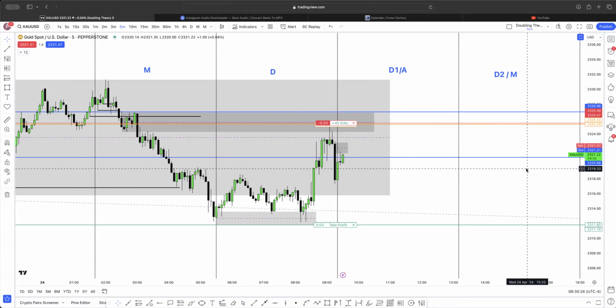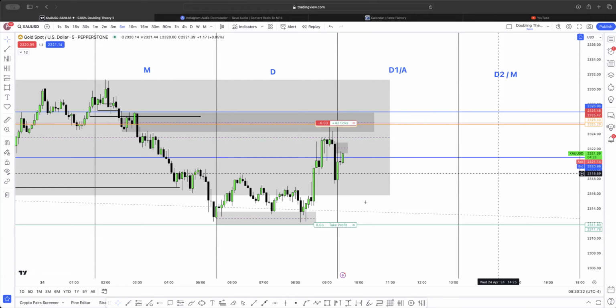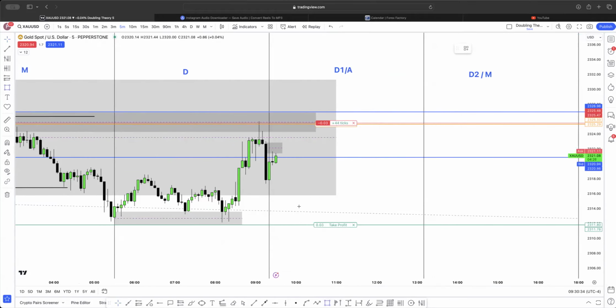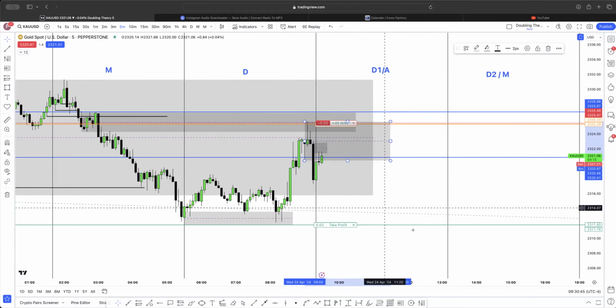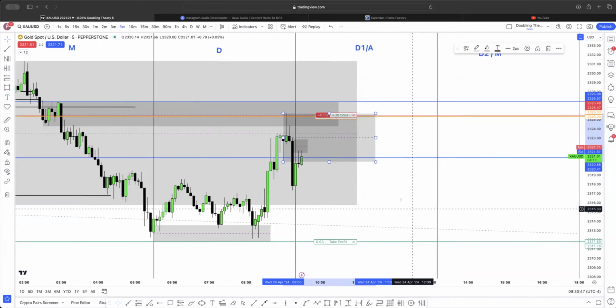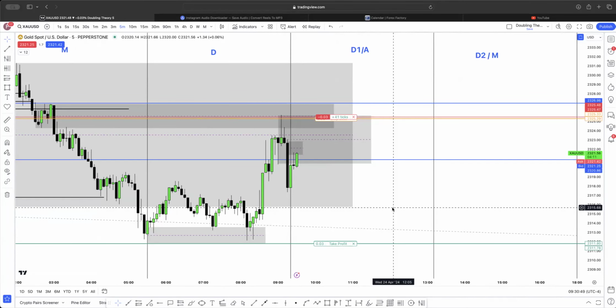So we are revisiting the area that broke structure. And from a valuation perspective, it broke the 50, mitigated the 50. So this 25% area is important. I want to see price try and make its way down, right? So let's take a look. Let's see how it goes.